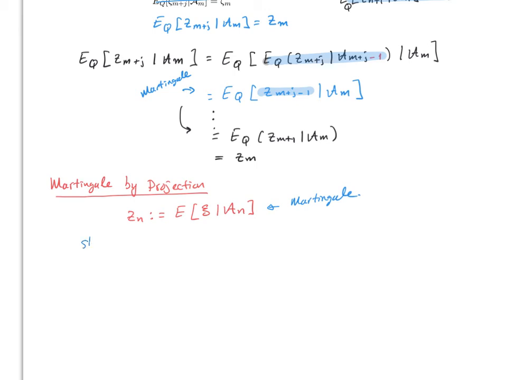So we need to show the expected value of the absolute value of this is finite, and also the expected value of Zn plus 1 given An is equal to Zn. For this, you just need to use the tower property that we've been using over and over, and I will show you this is the case. So this is going to be one of the homework questions. The answer is technically in the book, but you should check it out for yourselves.